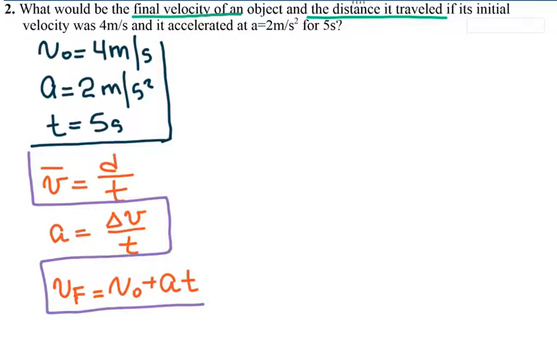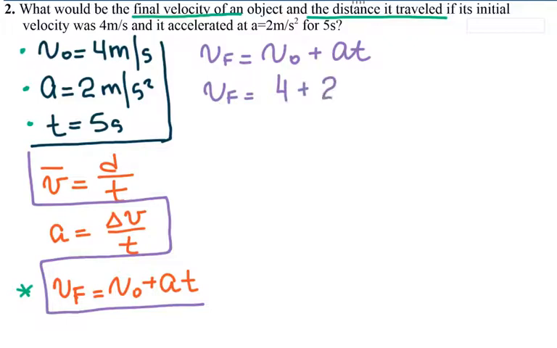I'm going to look at what is given in final velocity. Do I have initial velocity? I do. Do I have acceleration? I do. Do I have a time? I do. So to find final velocity, I'm going to plug in initial velocity plus the acceleration times the time. So the final velocity is equal to initial velocity plus acceleration times the time, gives me 14 meters per second.